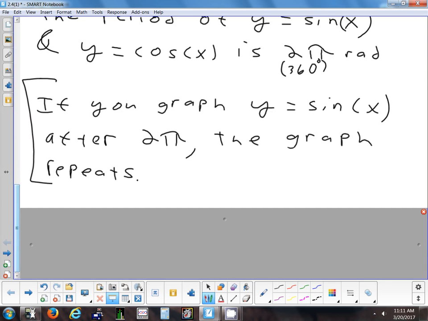Okay, and there's also another name for a period, or the amount of time it takes for the graph to repeat. It's a name that's used more in specific trades, like electrical or automotive. Any field that deals with electricity would use this term.